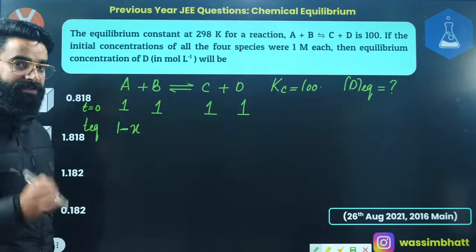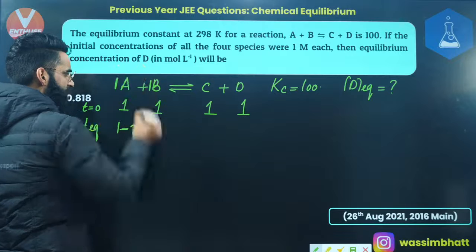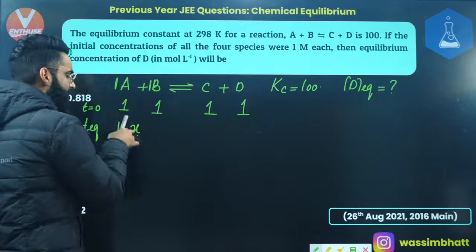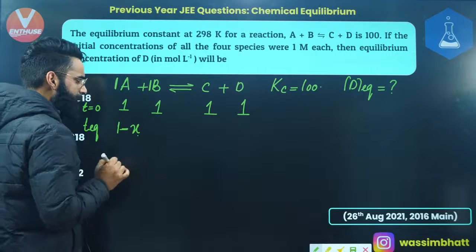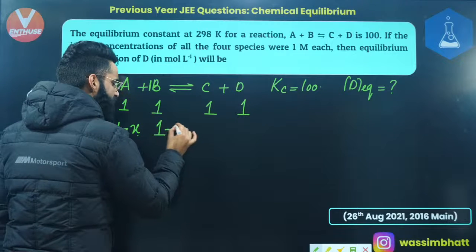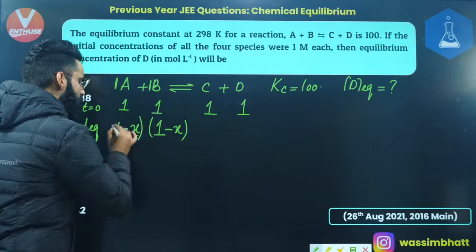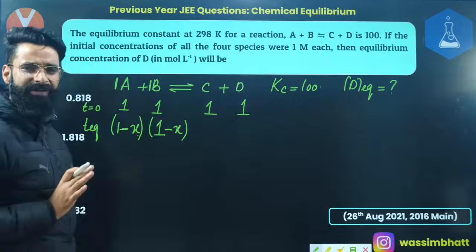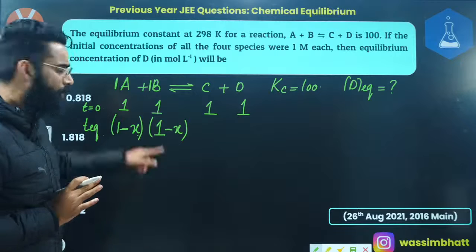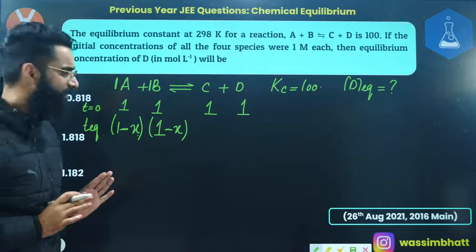Now use the stoichiometry. As per stoichiometry of the reaction is concerned, 1 mole reacts with 1 mole. So X moles of A are going to react with X moles of B. I started with 1 mole of B. Out of 1 mole of B, X moles reacted. So I'll be left with 1 minus X moles of B at equilibrium, or you can call it directly as the concentration as well. So this 1 minus X is the concentration of B at equilibrium, right?